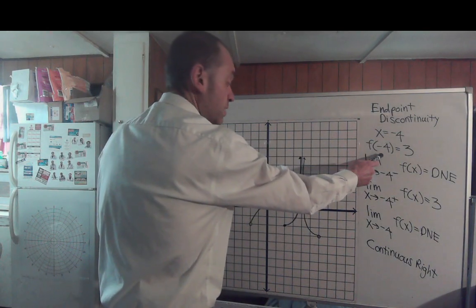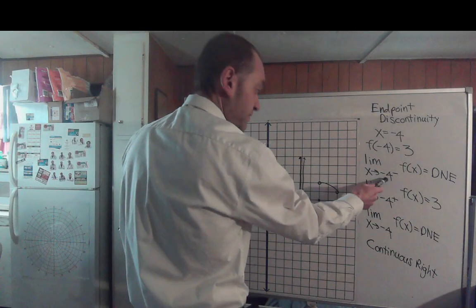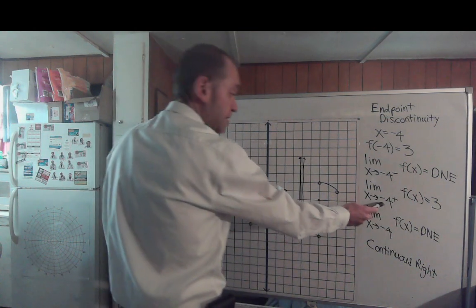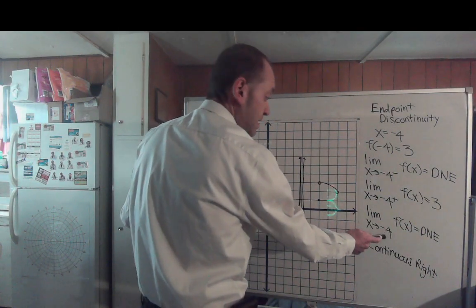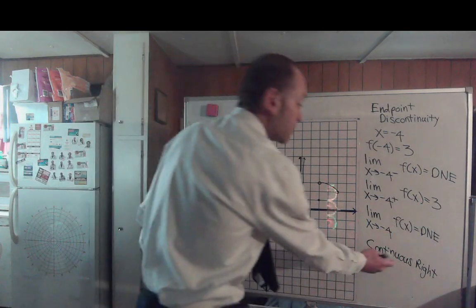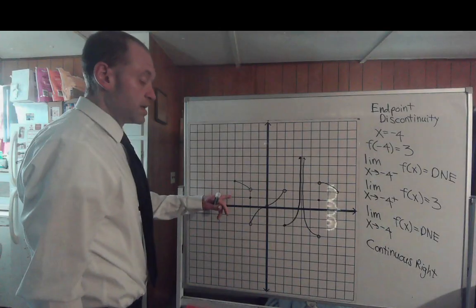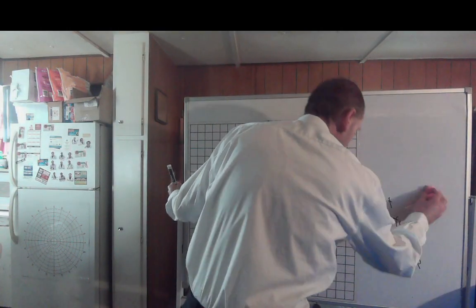So again, you have an endpoint discontinuity at x equals -4. F of -4 equals 3. And then you have the left-handed limit as x approaches -4 that does not exist. The right-handed limit at x equals -4 is 3, which means the general limit at x equals -4 does not exist, and this function is continuous from the right. So that's all to deal with x equals -4. Let's look next for other discontinuities. There are plenty more, I promise you.